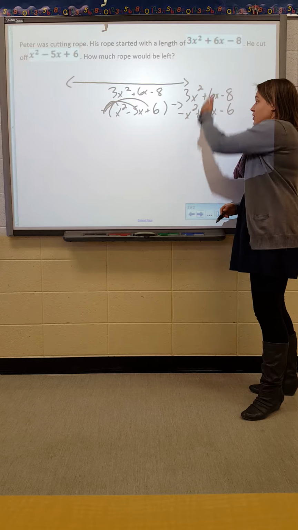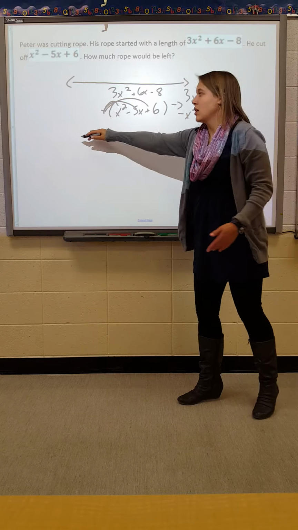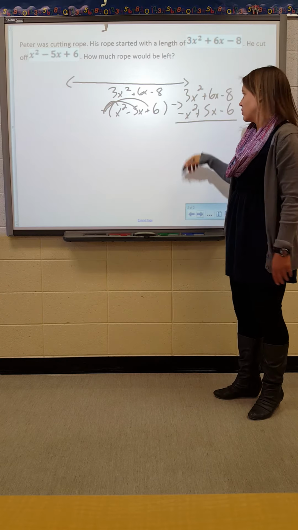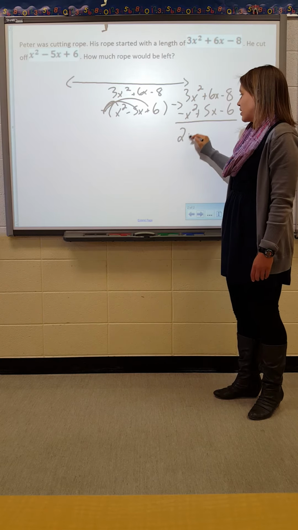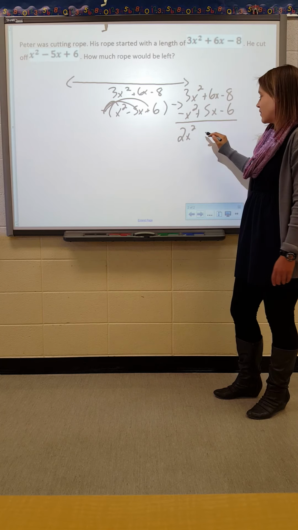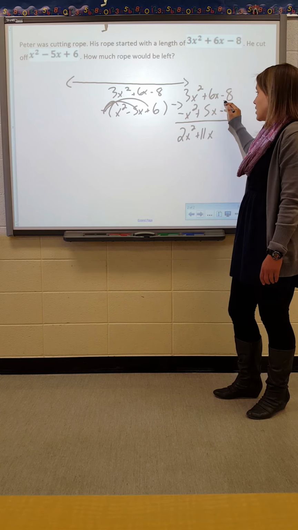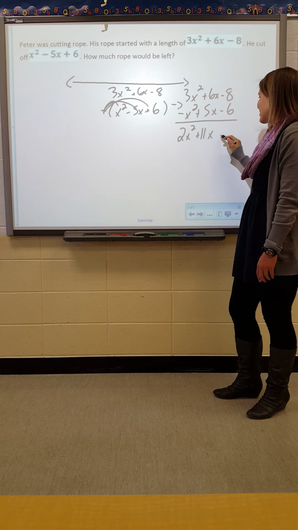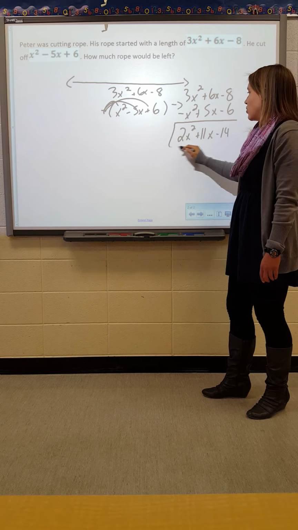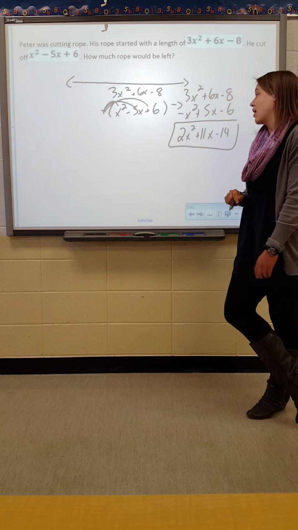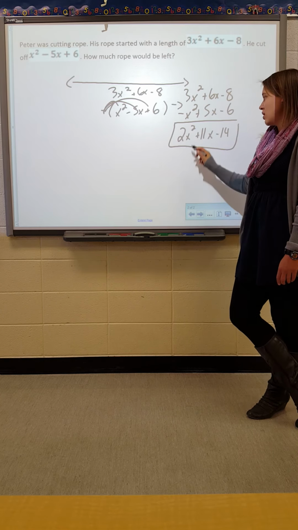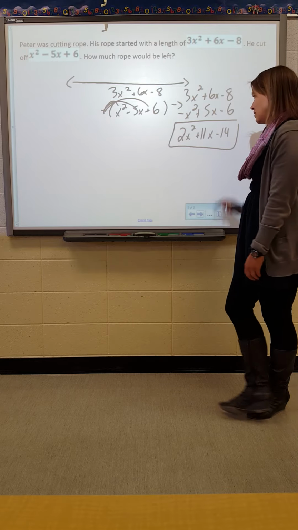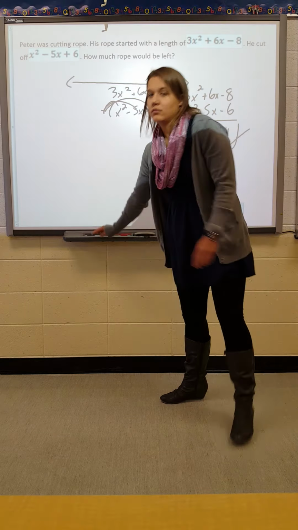Now I can do this linearly, or I can do it the same way that we've been doing horizontally. So I'm going to just change it up for this one. So 3x squared minus x squared is 2x squared. 6x plus 5x is plus 11x. Negative 8 minus 6 is negative 14. So the final amount of rope that Peter would have left is 2x squared plus 11x minus 14. That's it.